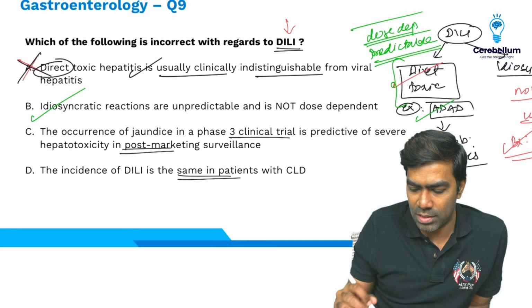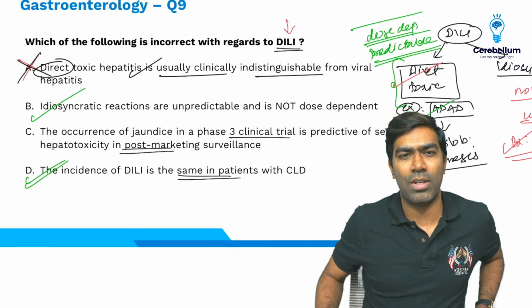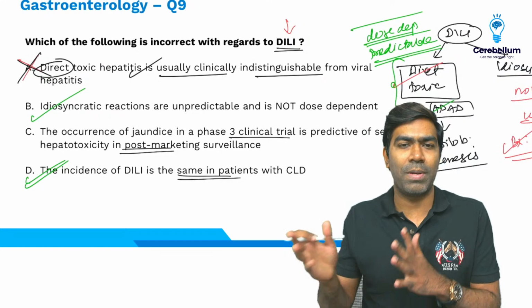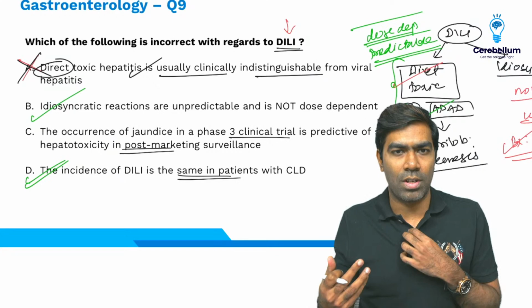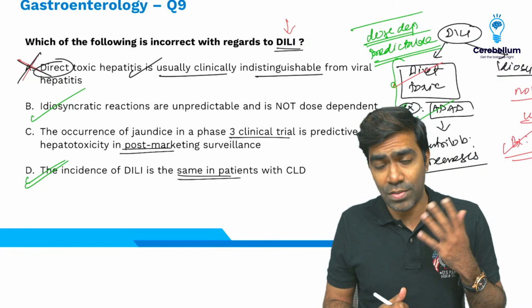That's absolutely correct. That's true. So the drug-induced liver injury risk is the same in a patient with chronic liver disease and a patient without chronic liver disease. So I'm not going to get more risk of liver injury just because I have a chronic liver disease. That's a very important statement. That's correct.